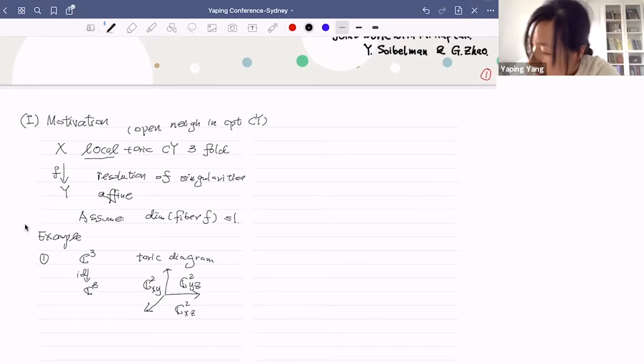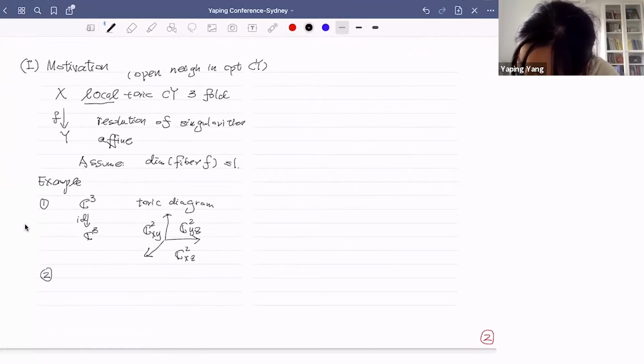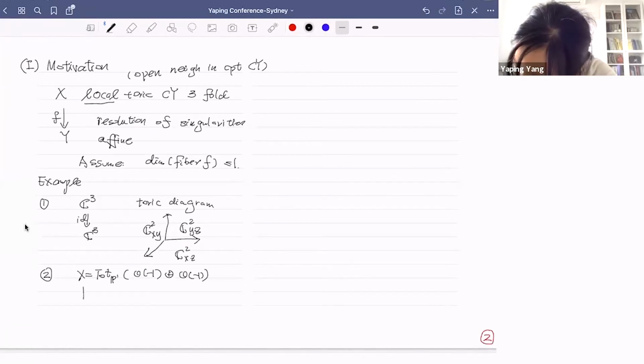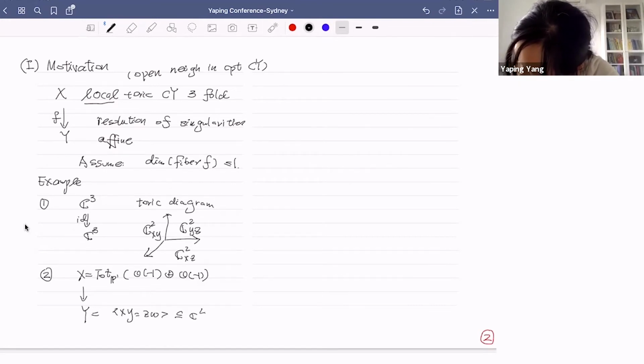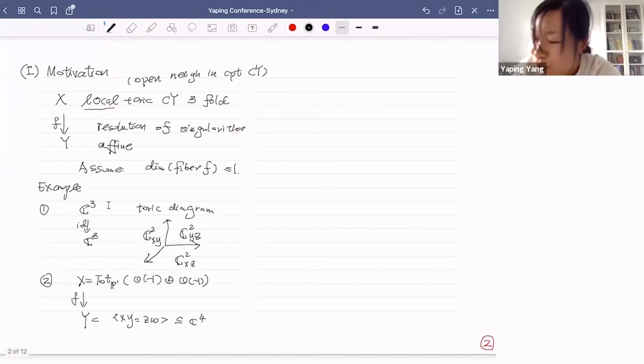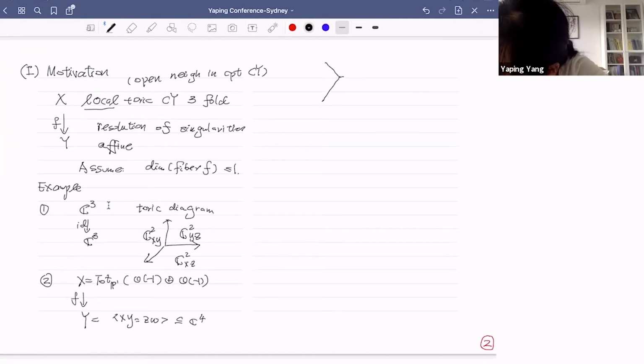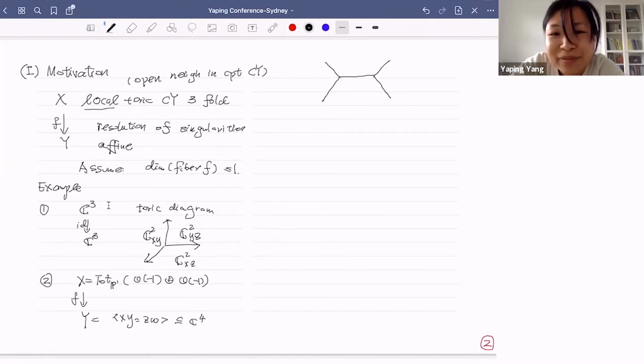And another example, I can take X to be the resolved conifold. So X is the total space on P1 of O(-1) plus O(-1). This is the resolution of the conifold XY equals ZW in C4, so this is my resolution of singularity F. And if I draw the toric diagram for this case, I have this. And that's my base space X.